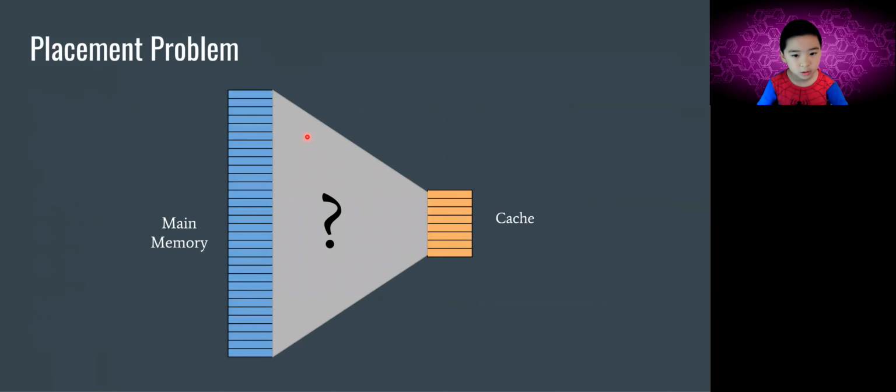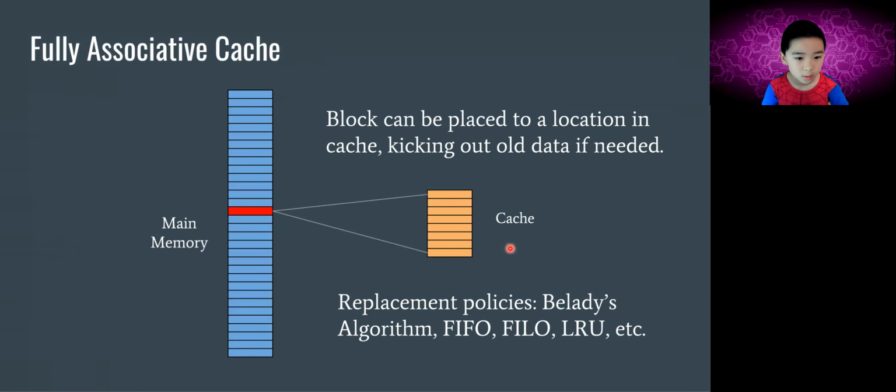So this diagram shows the placement problem between two adjacent levels of memory in the hierarchy. We will use the main memory and cache as examples. We just learned that the main memory is much larger than the cache. So apparently there is not a one-to-one mapping for each block between them. Fortunately, we only need to fetch a subset of blocks from the main memory. The most straightforward way is to map a block from main memory to any location in the cache. This is called fully associative cache.